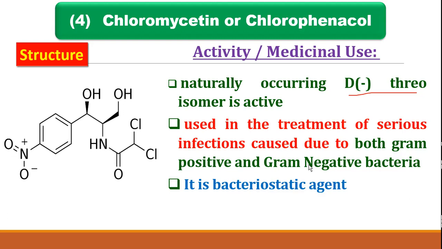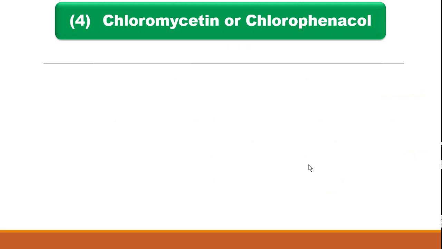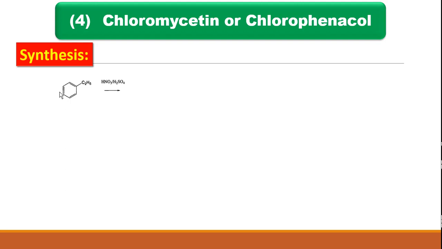Let's see the synthesis of chloramphenicol. So the synthesis is started with ethyl benzene. In chloramphenicol we have a nitro group at the para position, therefore use the nitration reagent HNO3, H2SO4. This is an alkyl group, that is an electron donating group, so it is favorable for electrophilic substitution at the para position. So nitration takes place at the para position.